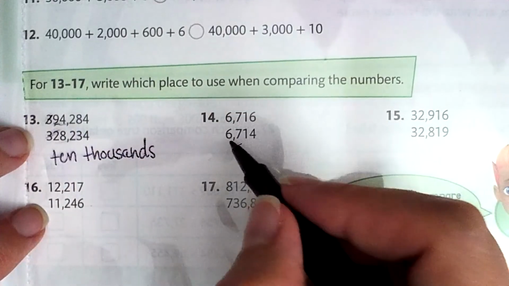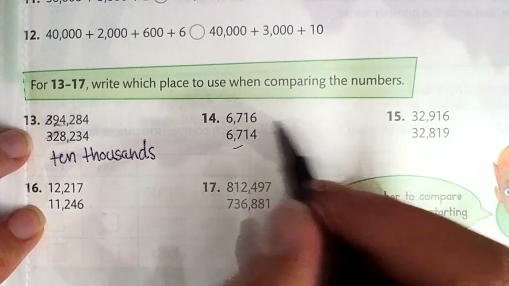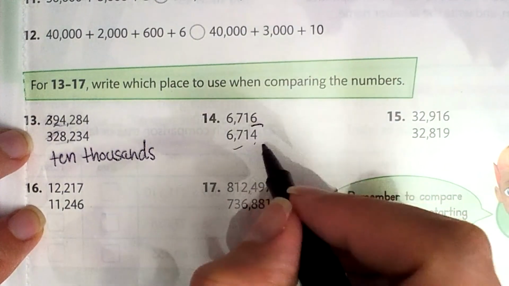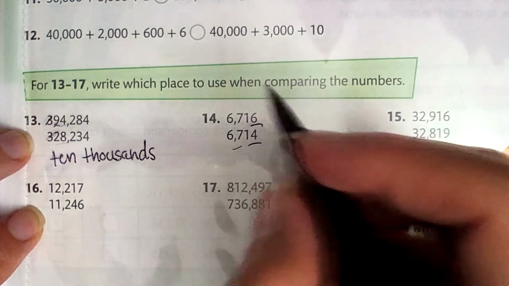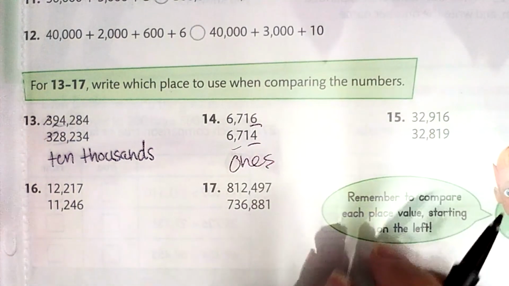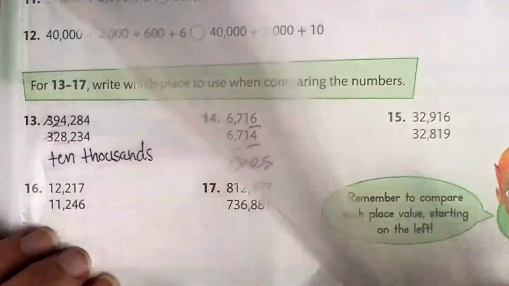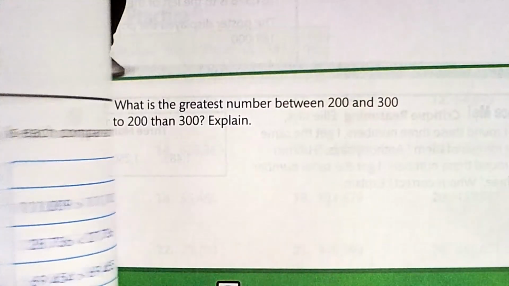For this one, you're looking at it, the 6s are the same, the 7s are the same, the 1s are the same. And then you get to the last digit over here. And this is in the 1's place value. That's how you're going to be completing that. You're going to work on these questions all the way through number 27.